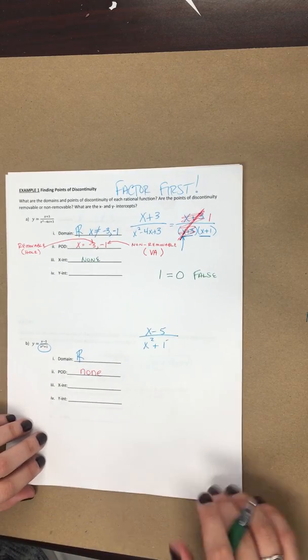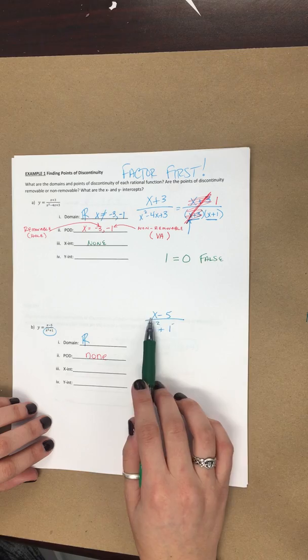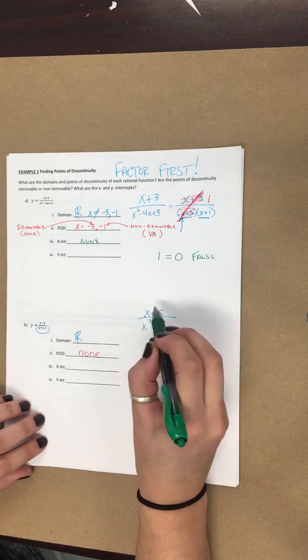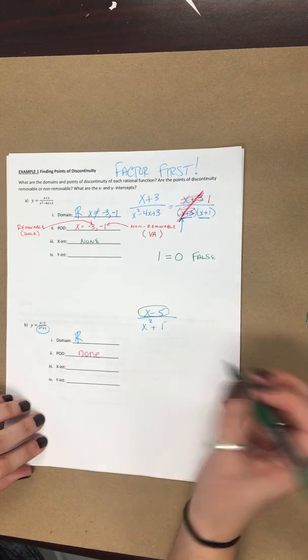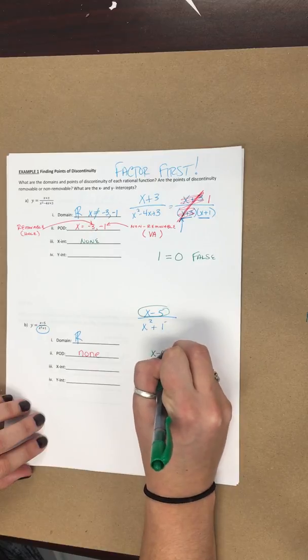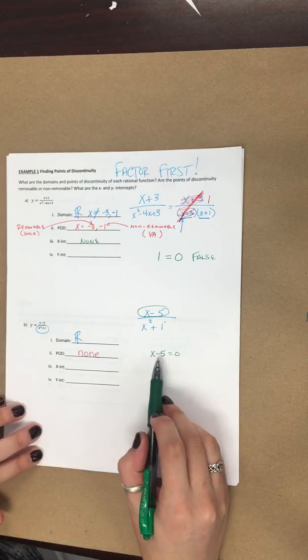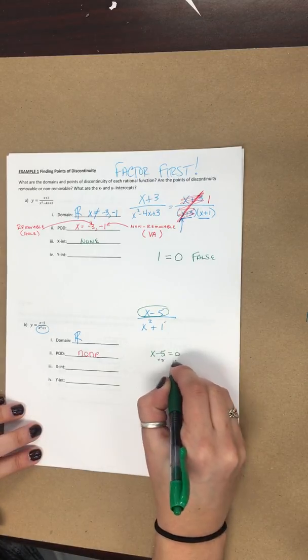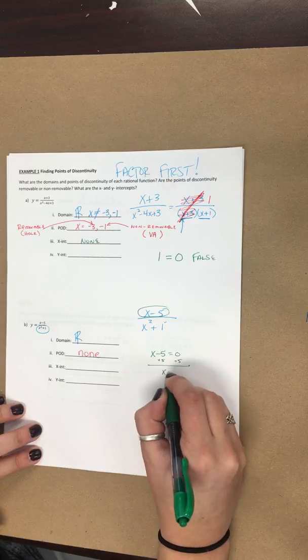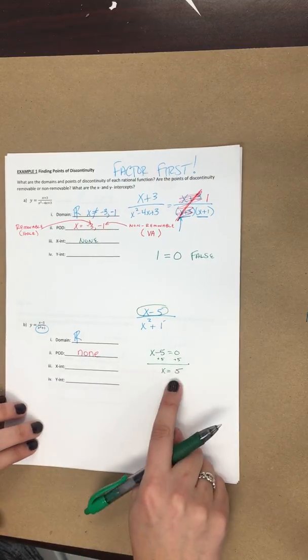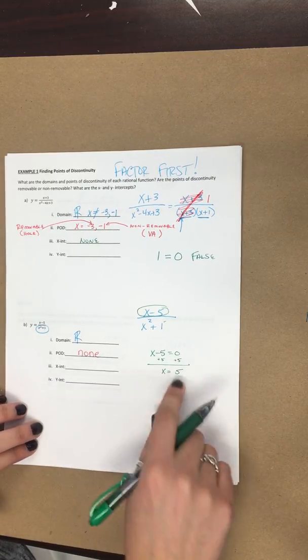Okay, an easier one. For B, all you're going to do is set the numerator equal to 0. So x minus 5 equals 0. And then I'm going to solve that. So how do you solve? I want to get x by itself, so I would add 5 to both sides. x equals 5. So that means my x-intercept is going to be at 5.